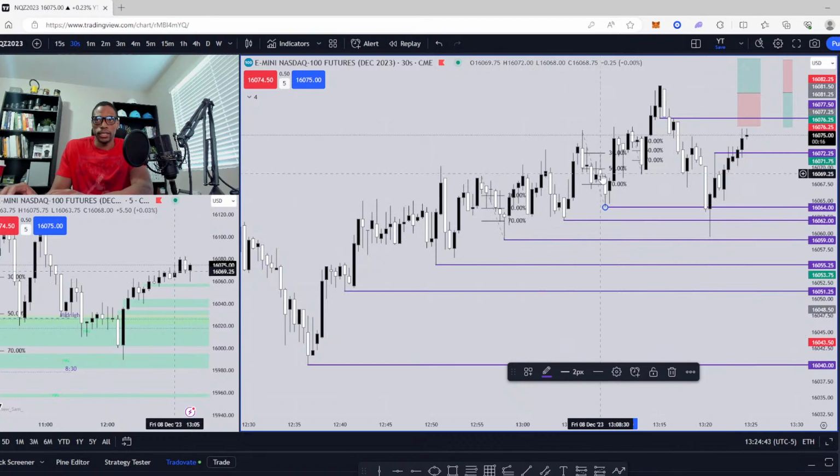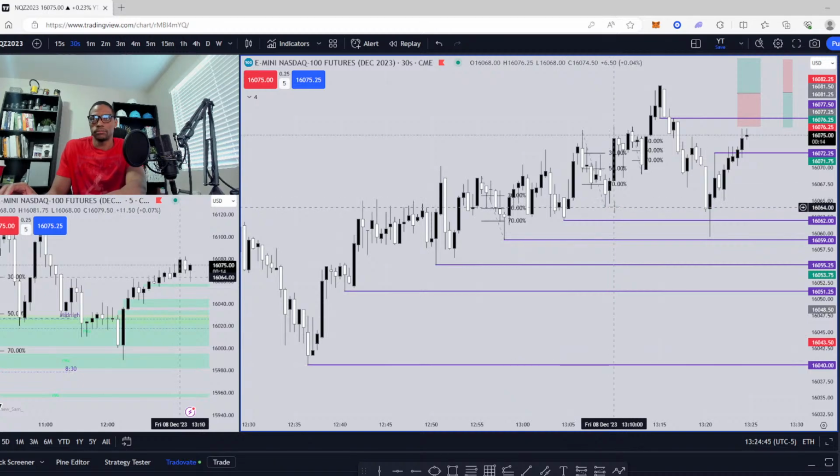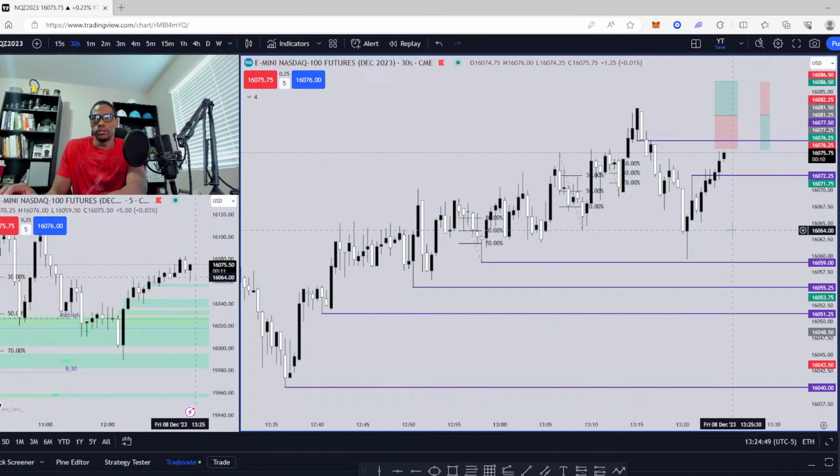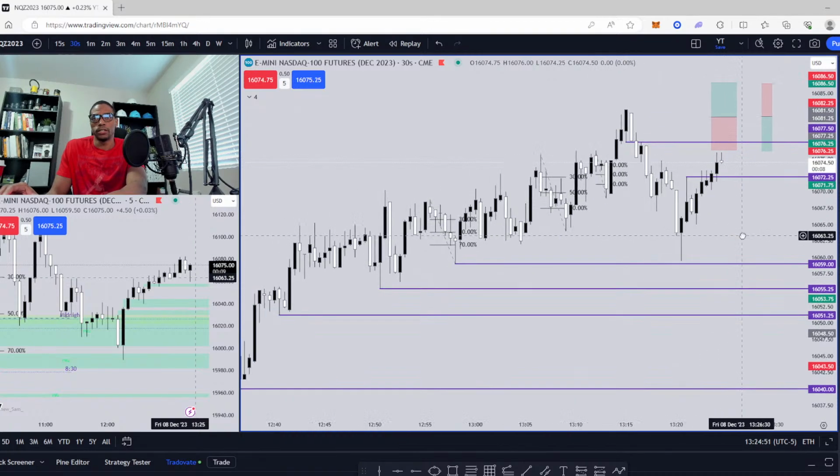So anyone who got in late and wanted a tight stop loss, the bullish move, that it's not favorable for them. So they lost their trade.